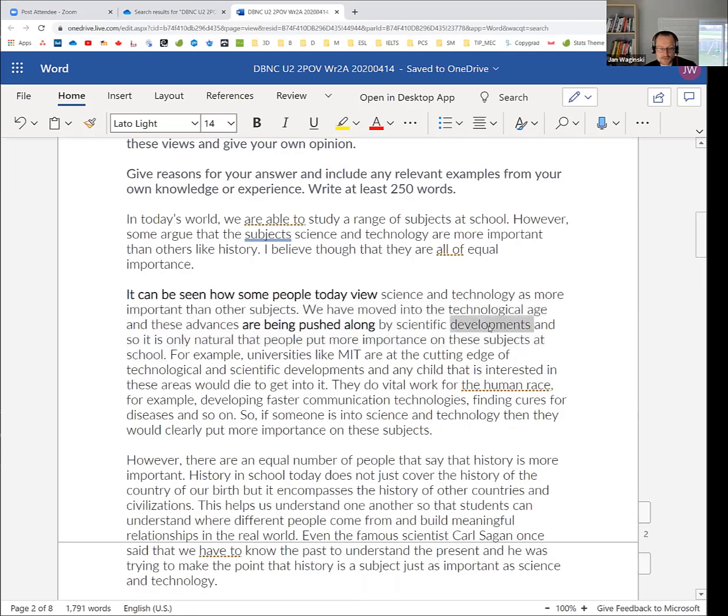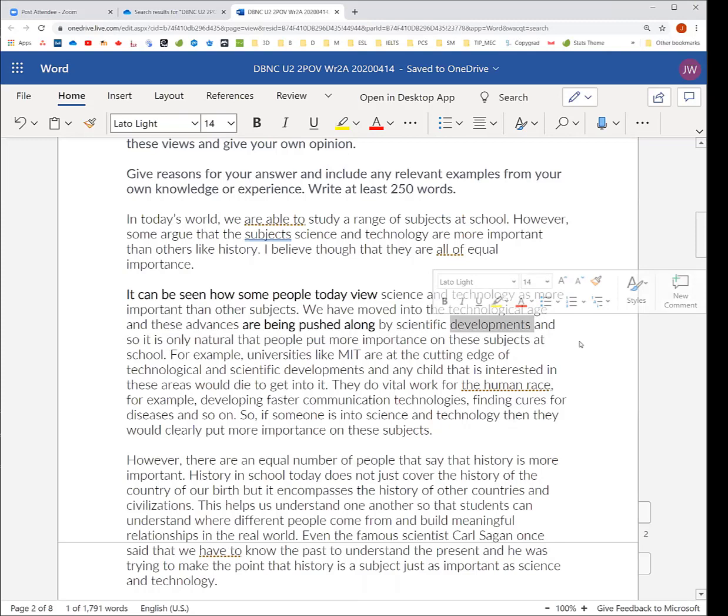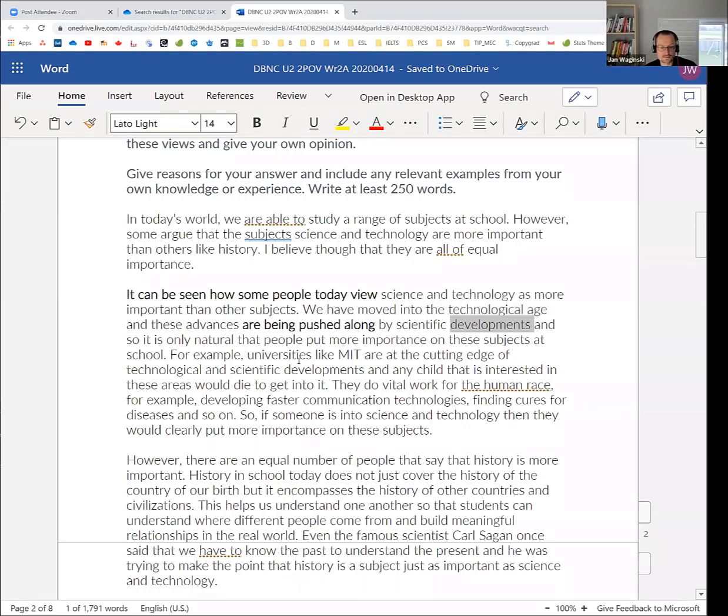Dina, how do you say this word? Yeah, it's development. Developments. You got it. That's it. Development. Yeah, very nice. The stress is on the second syllable here, developments, right?